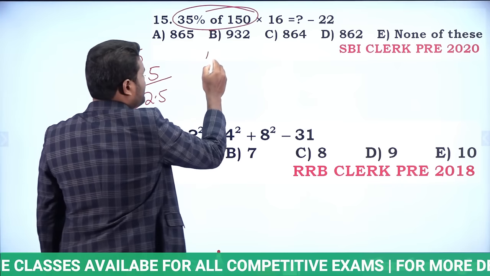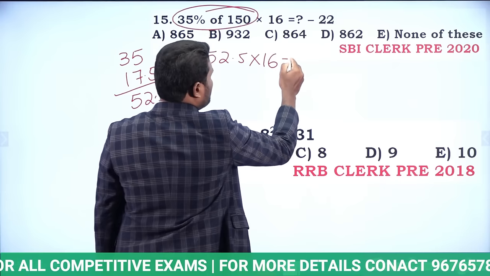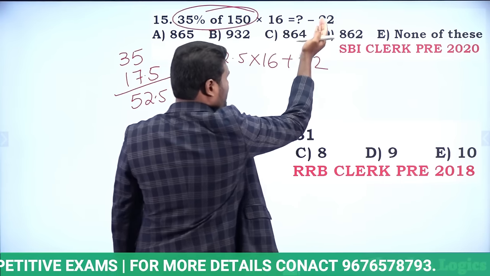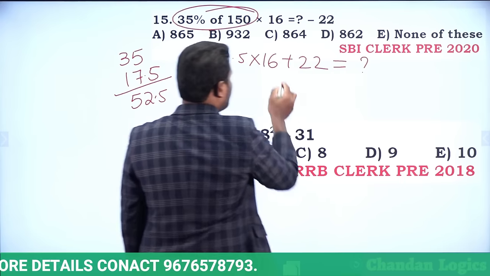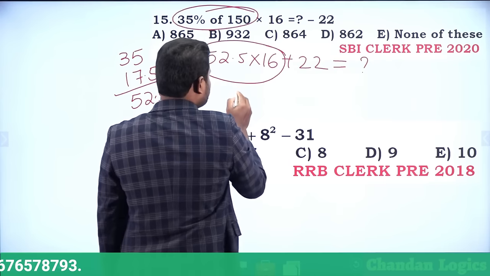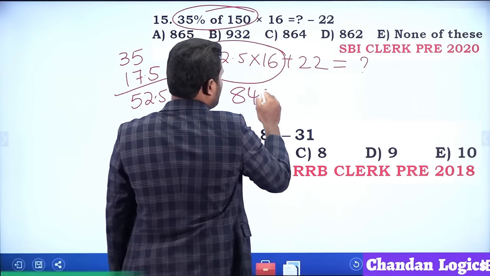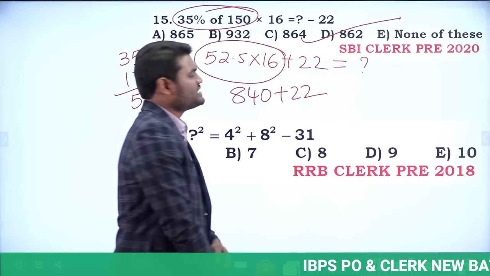So this will be 52.5 into 16 plus 22. Why? Because minus 22 comes to the other side, this will be plus 22 is equal to question mark. Now if you simplify, 52.5 into 16 is nothing but 840. 840 plus 22. So the answer is simply 862.